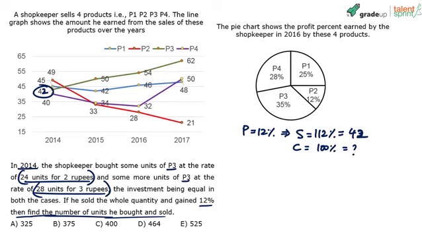So basically the selling price we know is 112%. Why do we know the selling price of all the units is 112%? Because the profit is given as 12% for that particular product in that particular year. So 112% is equivalent to 42 from the graph. Cost price 100% is equal to what?